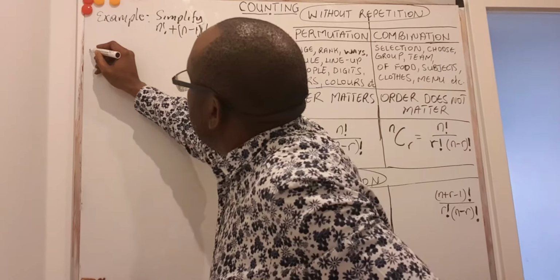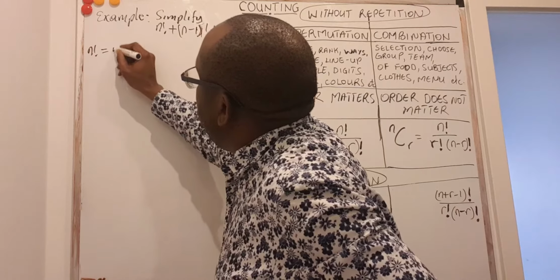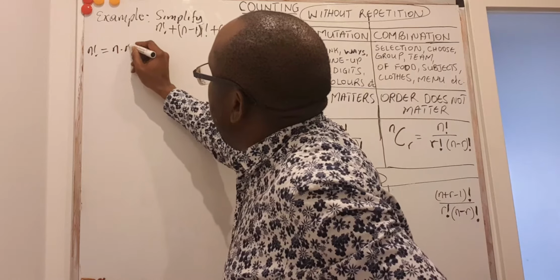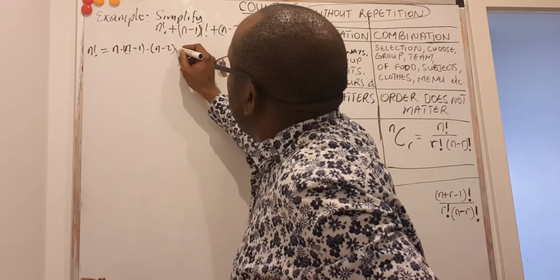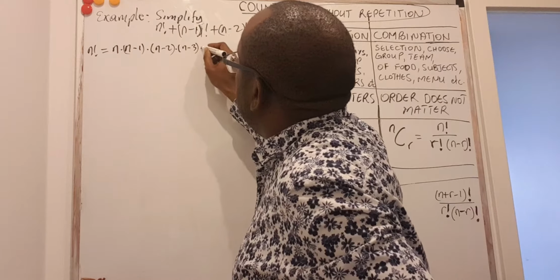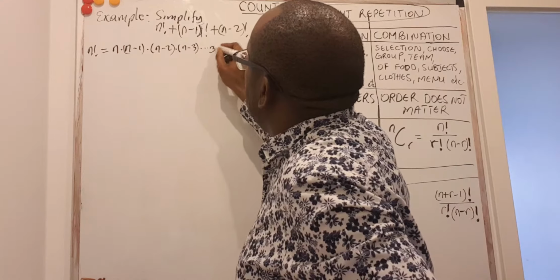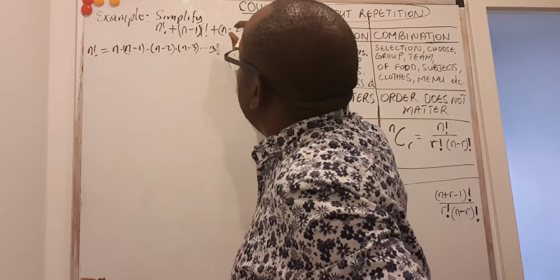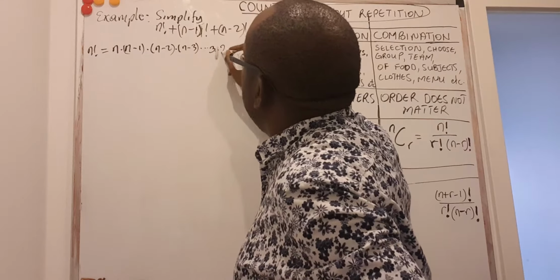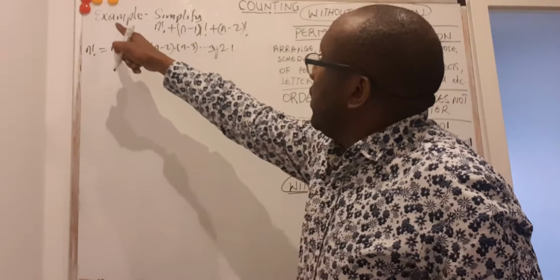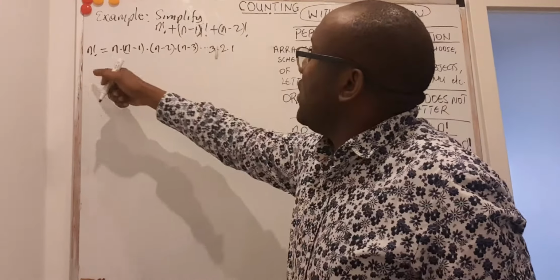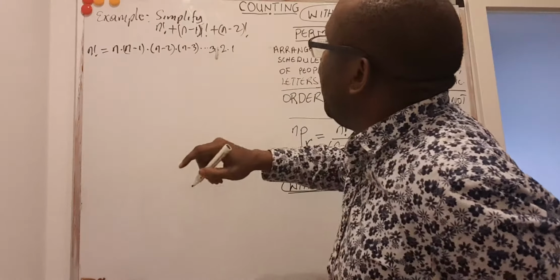We understood that n factorial is defined to be n multiplied by n minus 1, n minus 2, n minus 3, and so on. I'll just use a dot here to indicate multiplication just for simplicity. Now we have a small example there. How can we use this idea to simplify this expression above?